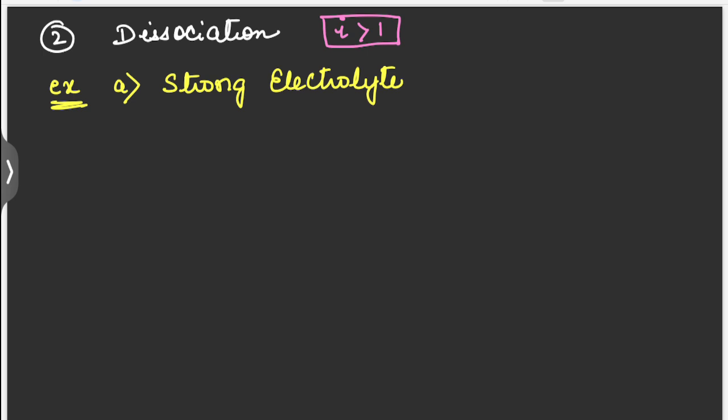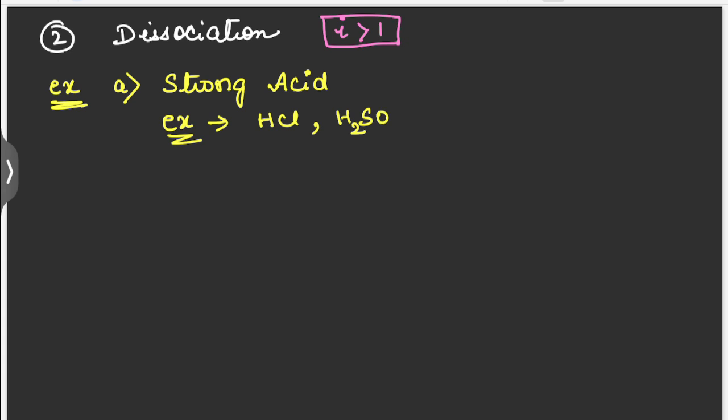Strong electrolyte. Example for strong electrolyte, we will take strong acid. So here let us take strong acid. Strong acid examples, if you want to write, you have HCl, sulfuric acid H2SO4, and HNO3, nitric acid. So when you add this into water, what will happen?